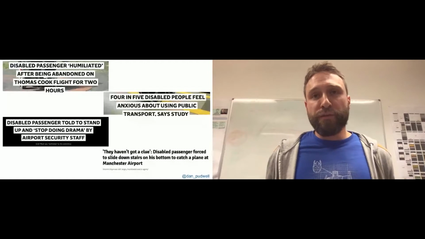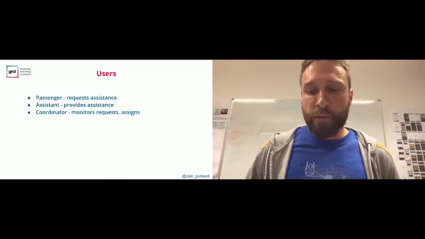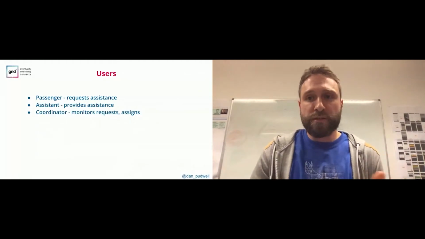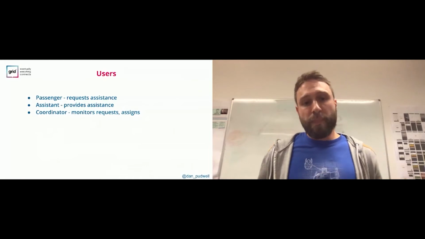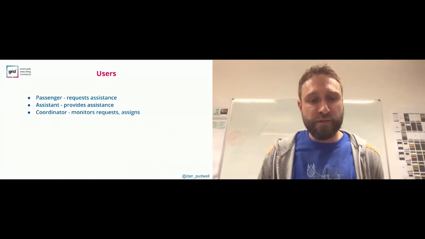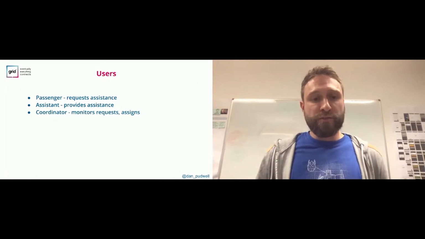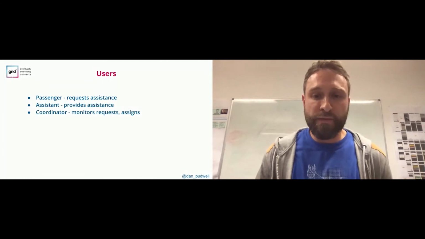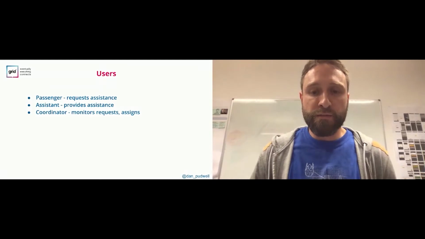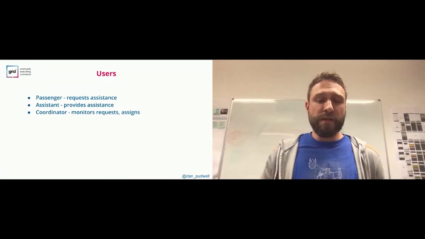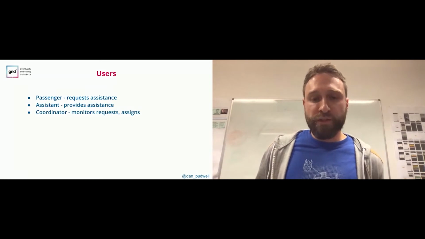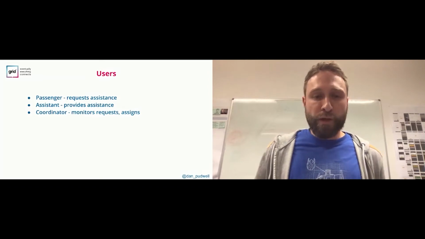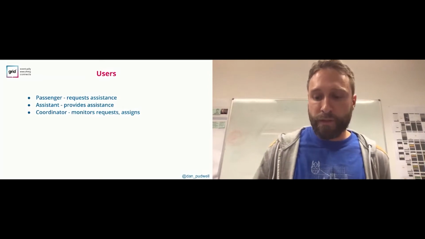So the first thing we did was identify the user personas. We came up with 3 actors. We've got a passenger who will request the assistance. We've got an assistant who provides that assistance to the passenger, and their movements are coordinated by the passenger coordinator, who gets the initial assistance request and can then distribute it to whoever can provide that assistance, whether it's a mobility issue or hearing or anything else. They get the right person to the right place at the right time.